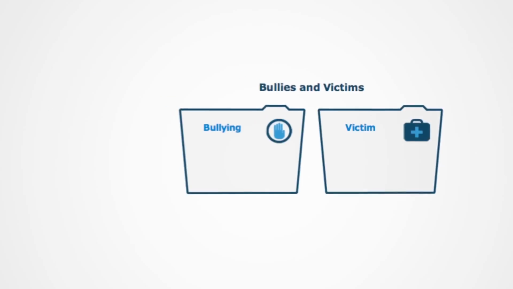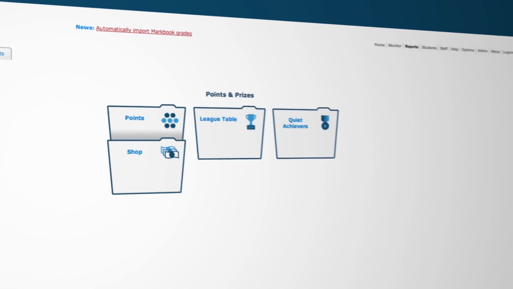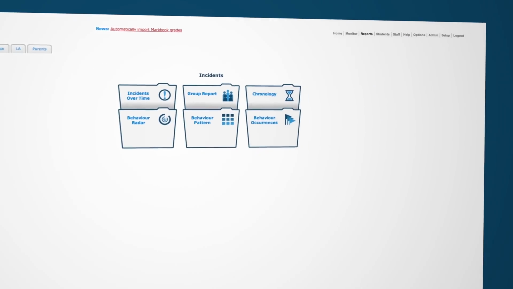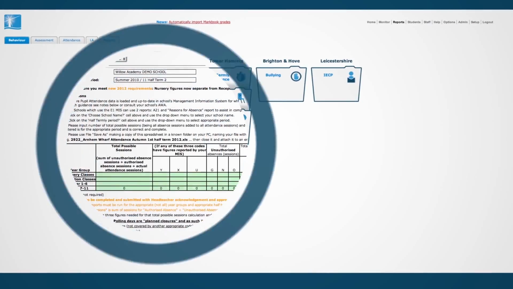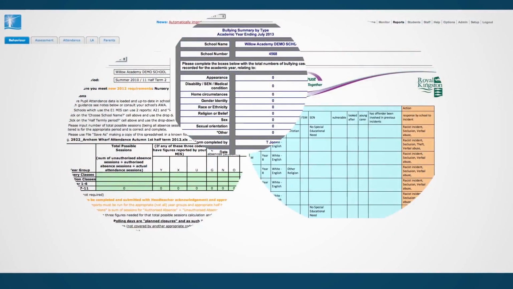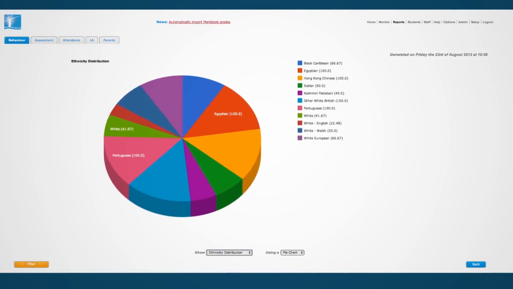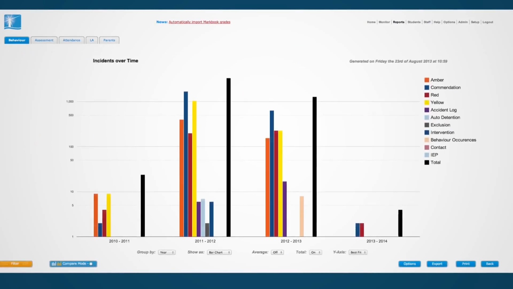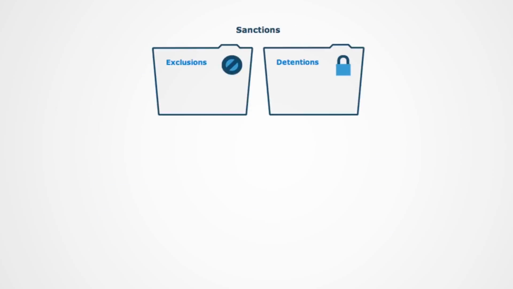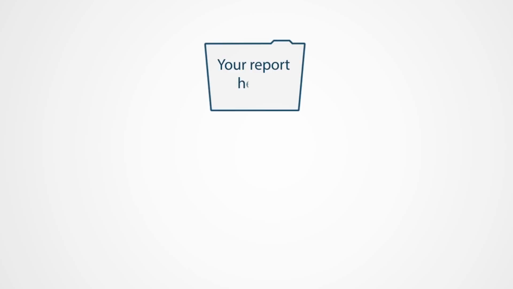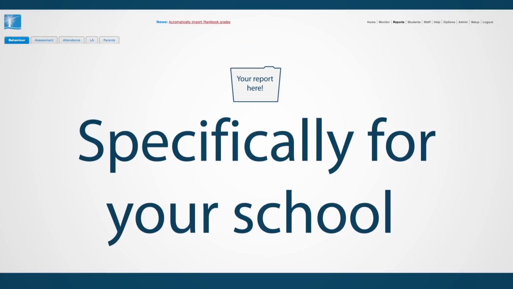SchoolPod houses over 40 reports, with many more currently being developed. We've listened to the needs of our schools and are constantly keeping up with the ever-changing tides of local authority and government data report systems. From attendance statistics to quiet achievers, or incidents over time to chronology, we're sure to have a report to cater for your needs. And if we don't, then we'll develop one tailored specifically for your school.